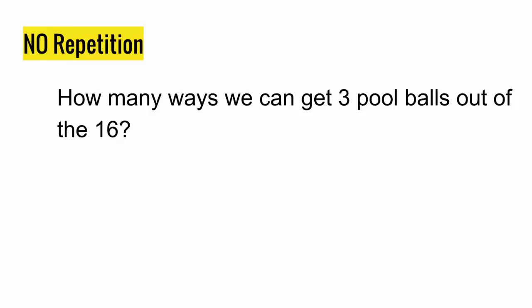Here we don't have any repetition. Why? Because basically we have 3 slots, and once we pick one ball, we cannot put it in the second slot at the same time. So how many ways can we get 3 pool balls out of the 16? And why do we have combinations instead of permutations? Well, we have combinations because the arrangement of the elements does not matter. If it did matter, we would use the rule where it says n factorial over n minus r factorial. However, instead of that, we use this rule, which is n factorial over r factorial times n minus r factorial.